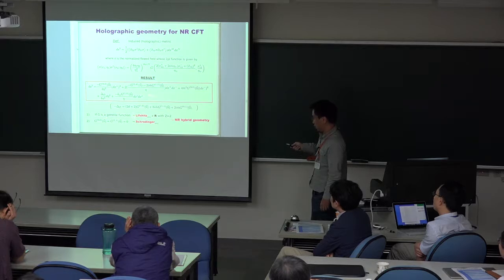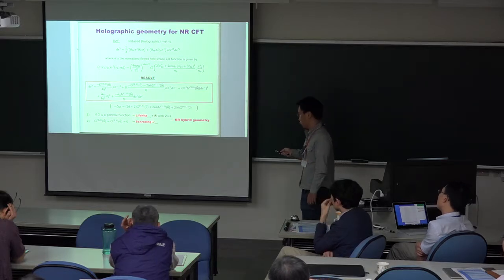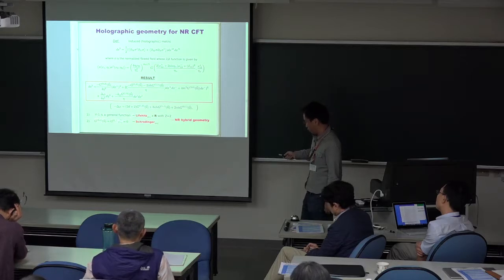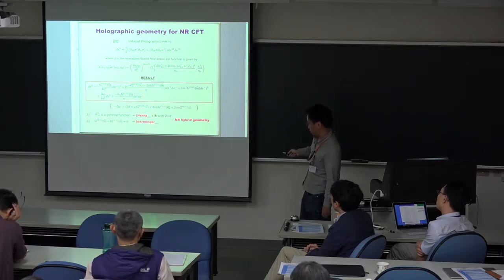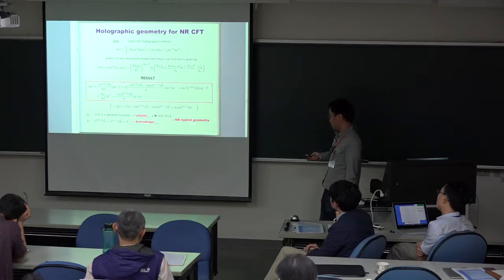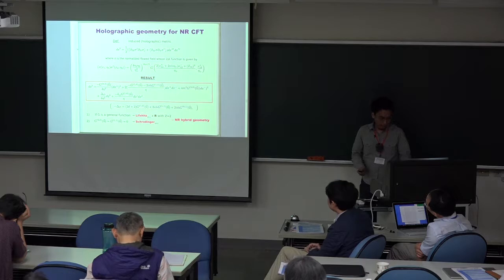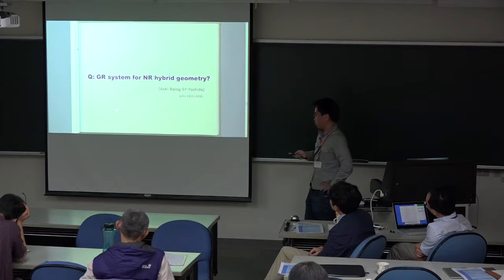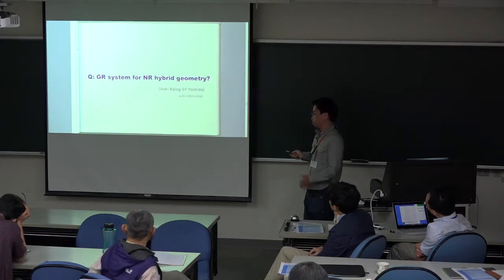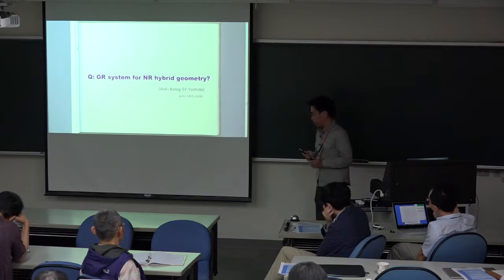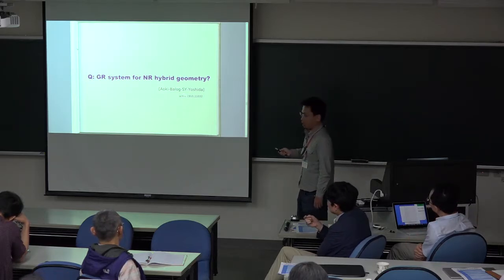And if G is a general function, then this geometry is a lifted geometry, times some line with critical exponent 2. And when this function satisfies this condition, then this is actually the same as a Schrödinger spacetime with D plus 2 dimensions. So in this sense, we refer to this geometry as a non-relativistic hybrid geometry. Okay, so by using these techniques, we obtain some geometry. But the question is: is it really possible to realize this geometry from a gravitational system? We asked ourselves this question, and we answered it in this paper.